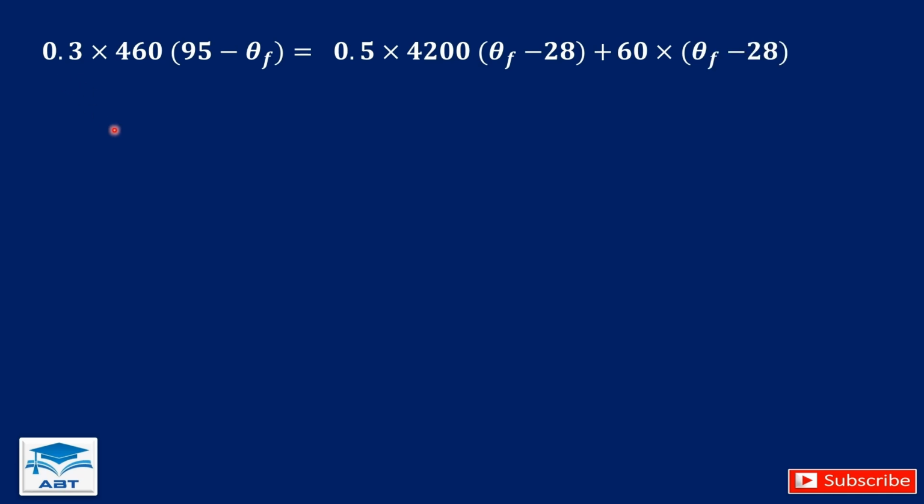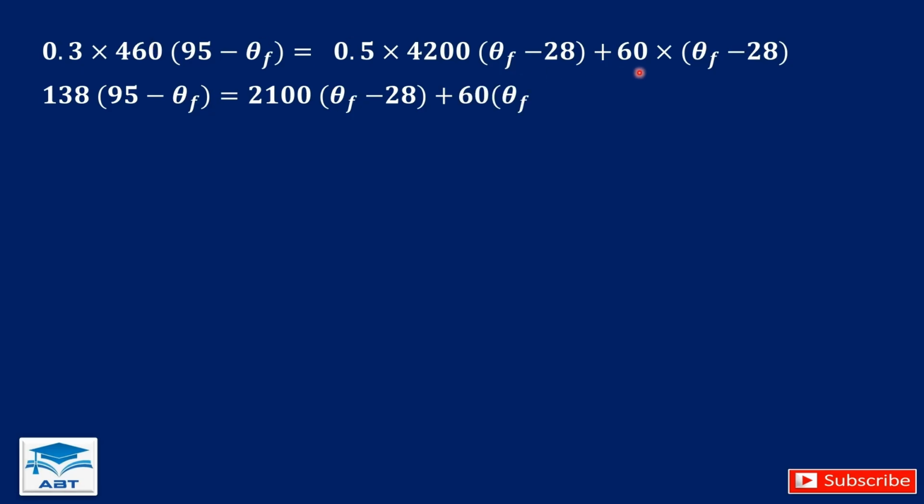So here, 0.3 times 460 is 138, and 0.5 times 4200 is 2100, and here we have 60 multiplying the final temperature minus 28.